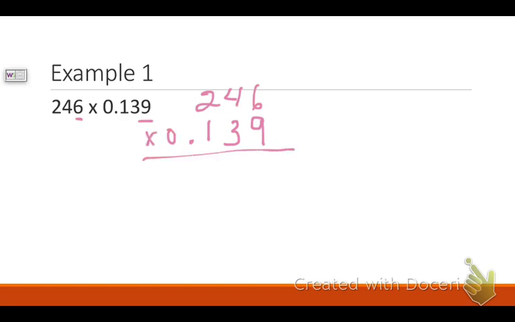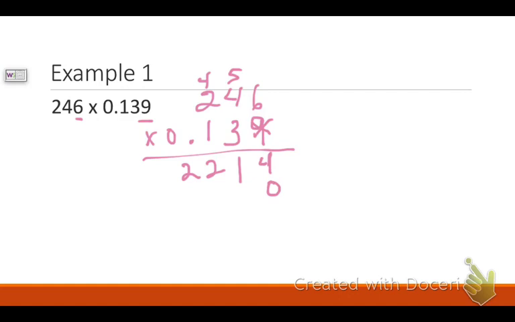Alright, now we want to multiply. 6 times 9 is 54. Carry the 5, and it gets a little long, so you got to stay with me. 9 times 4 is 36 plus 1, 41. Carry the 4. 9 times 2 is 18 plus 4 is 22. Done with the 9, cross it out. We're going to put a 0 under the 4.